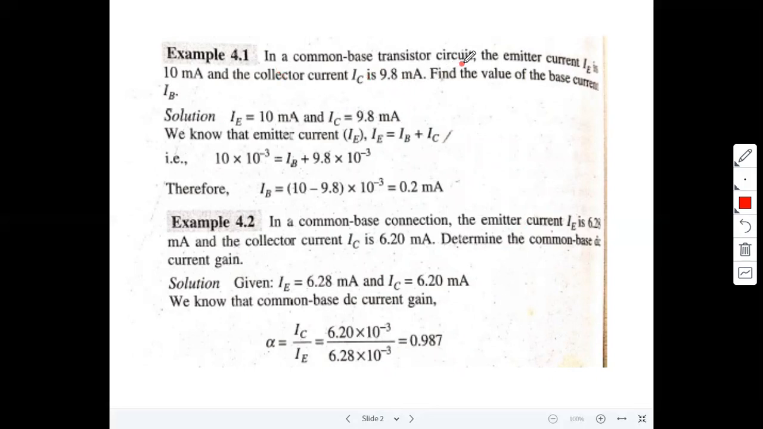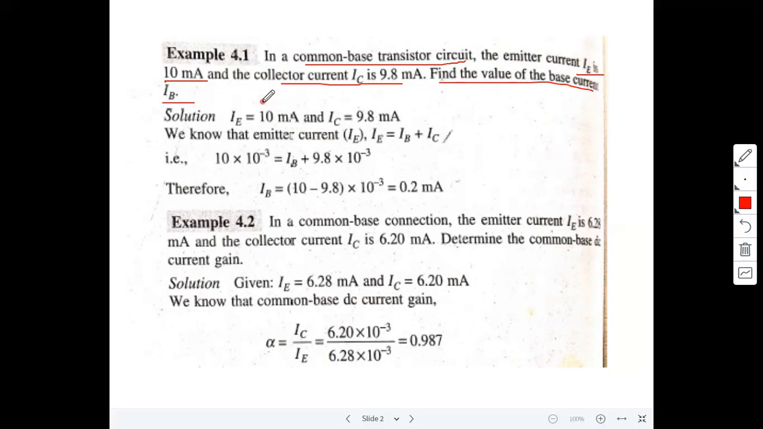All problems are taken from the Salivahanan textbook, Electronic Devices and Circuits. First problem: in a CB transistor circuit, the given emitter current IE is equal to 10 milliamperes, and collector current IC is equal to 9.8 milliamperes. Find the value of base current IB.